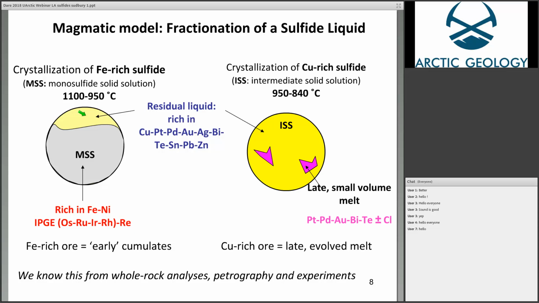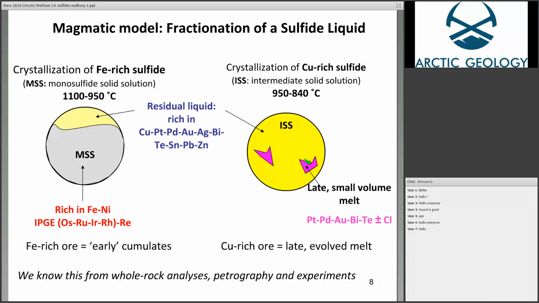Then essentially this residual liquid rich in copper, platinum, palladium will then crystallize a copper-rich sulfide, a high-temperature sulfide termed ISS, intermediate solid solution. Again, I will try to keep this terminology out. I'll call it copper-rich sulfide, which essentially means it's crystallized from the residual liquid enriched in copper, platinum, palladium.